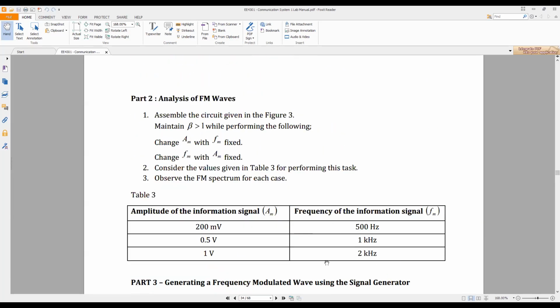So let's move on to the practical. I'm going to describe it while doing the practical, and you have to note down the values for table number 2 also. If you don't understand while I'm doing the practical, please let me know.